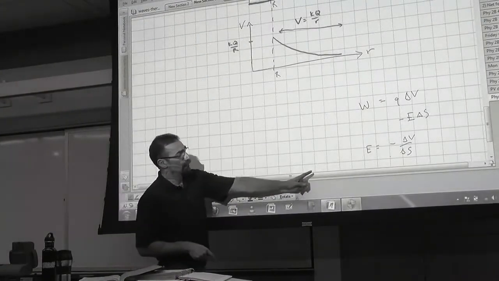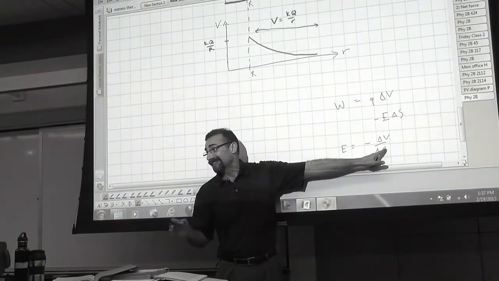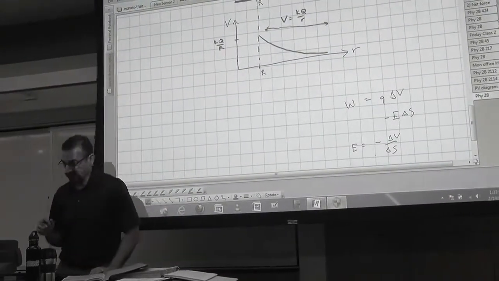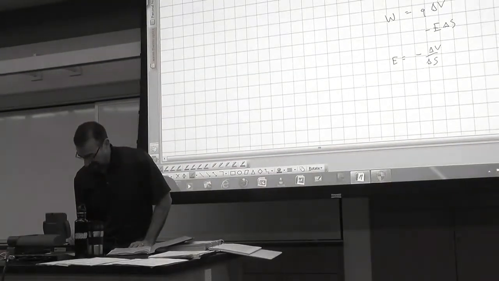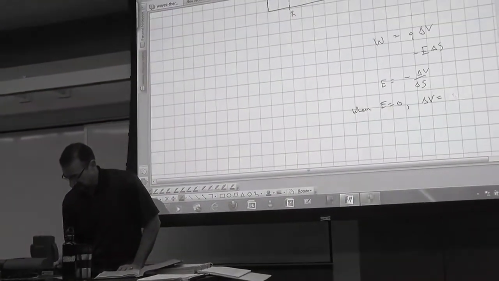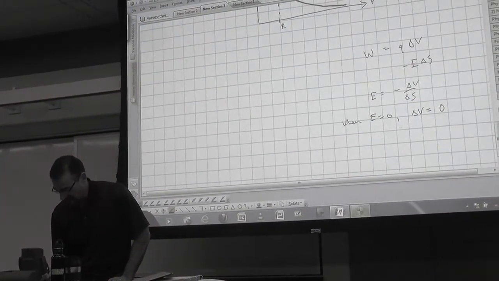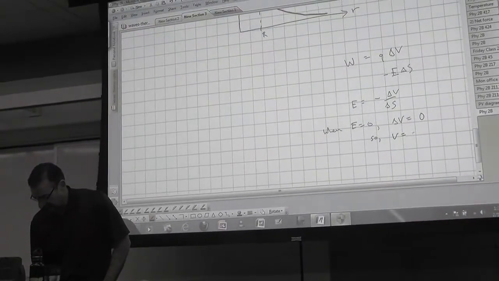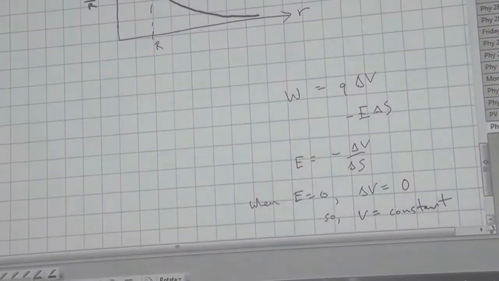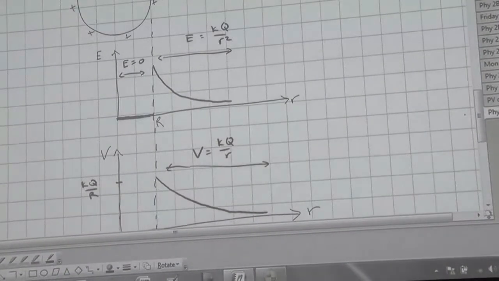So what does this tell us? If E is 0, does that mean that V has to be 0? No. Delta V has to be 0. It means V has to be constant. So when E is 0, delta V is 0, which means V is constant. Okay, that's the important part. E is 0 inside that conductor. That does not mean V is 0, it means V is constant.